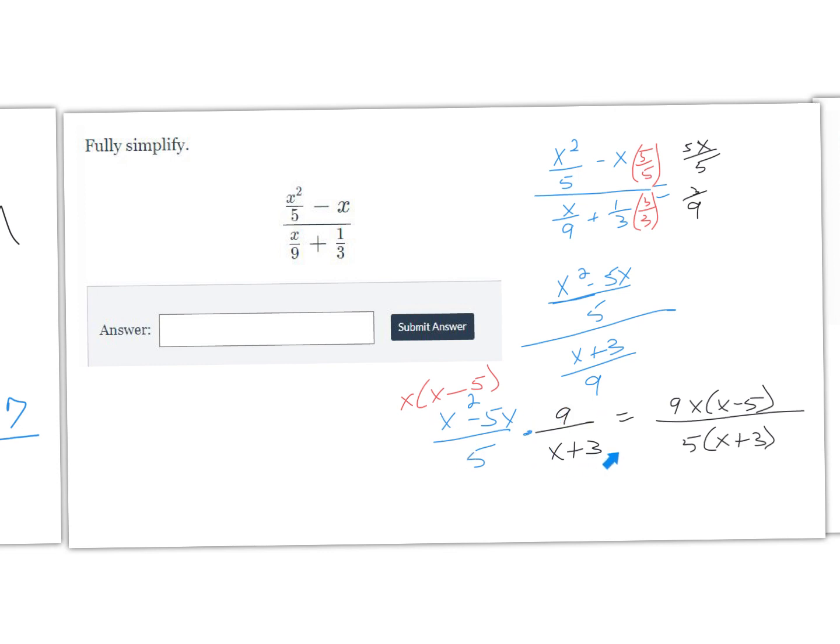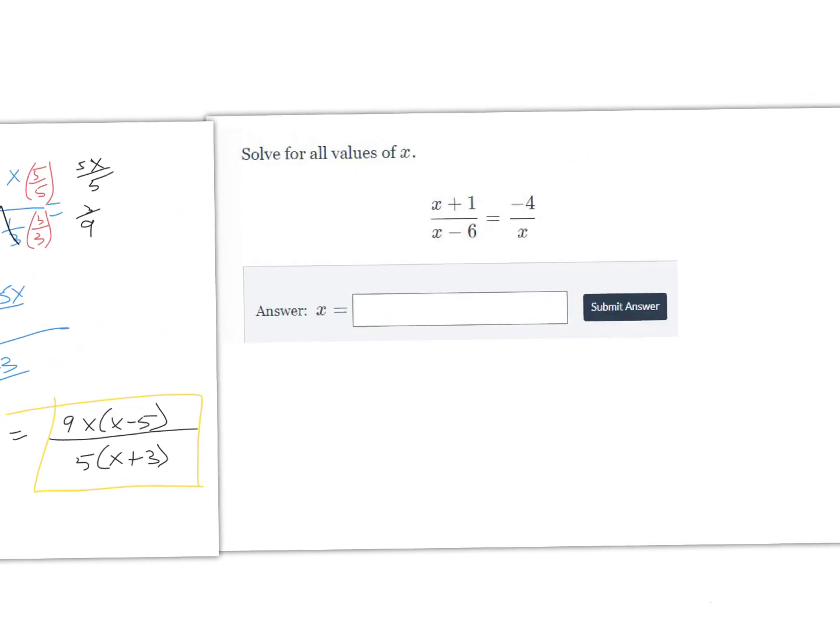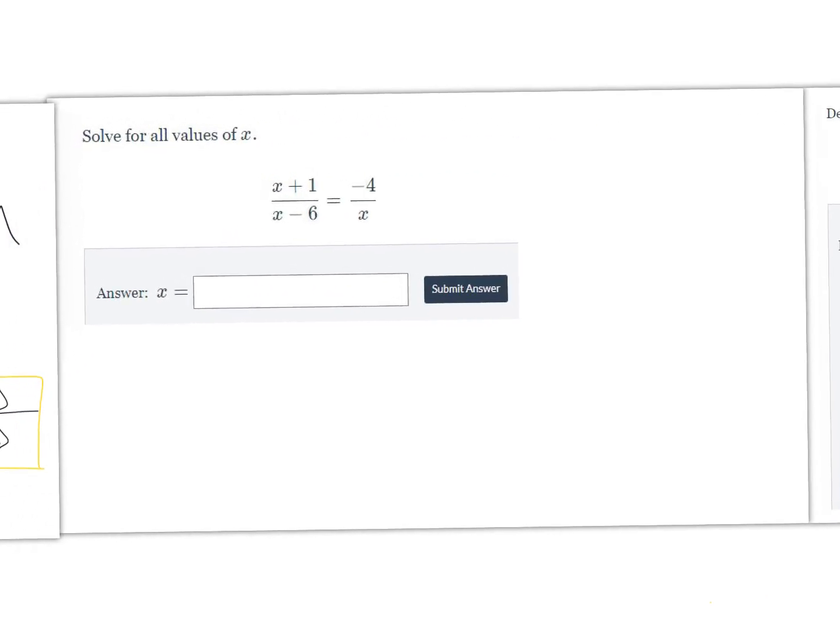Then we just multiply straight across. But as long as we're going to be simplifying, you can simplify first. This x squared minus 5x becomes x times x minus 5. And then that's 9 times x times x minus 5 over 5 times x plus 3. And there's nothing that cancels each other out, so that is actually going to be our final answer. All right, let's keep moving along here on this one.